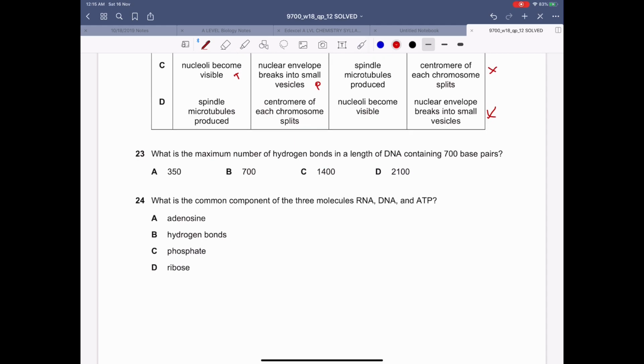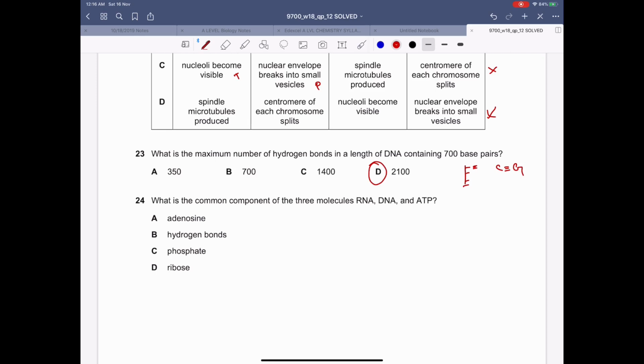What is the maximum number of hydrogen bonds in a length of DNA containing 700 base pairs? Okay, for this particular one, if it is 700 base pairs long, each one of them can have a maximum of 3 hydrogen bonds. That is between C and G. So if we have CG running 700 base pairs, we would have 2100 maximum number of hydrogen bonds.